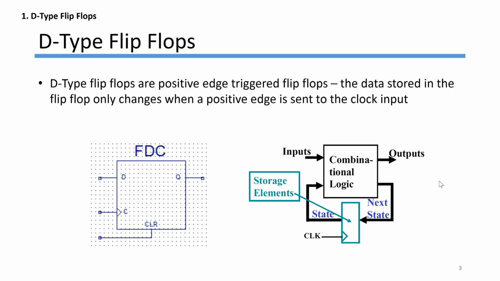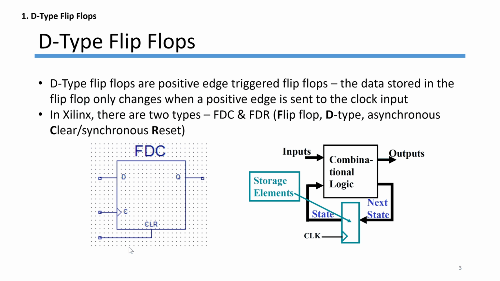Now, in Xilinx, the D-type flip-flop is seen on this picture on the left. It is FDC, and if you type it in the symbols tab, you should be able to find FDC. Now, do note that in Xilinx there are two types of D-type flip-flops, FDC and FDR. The difference between them is the way they clear or reset their storage element. So FDC is flip-flop D-type asynchronous clear, and FDR is flip-flop D-type synchronous reset.